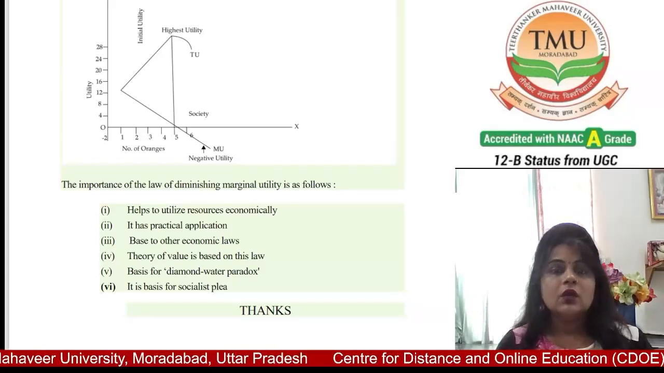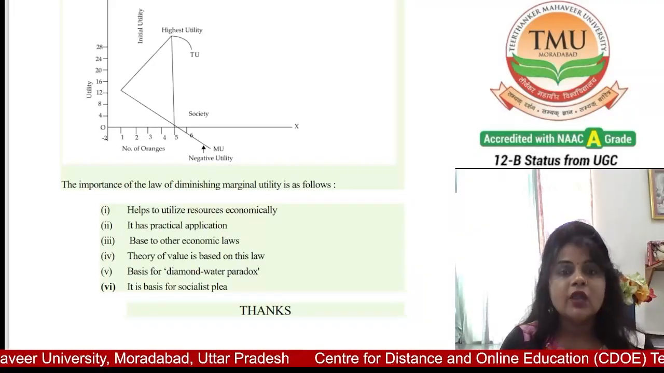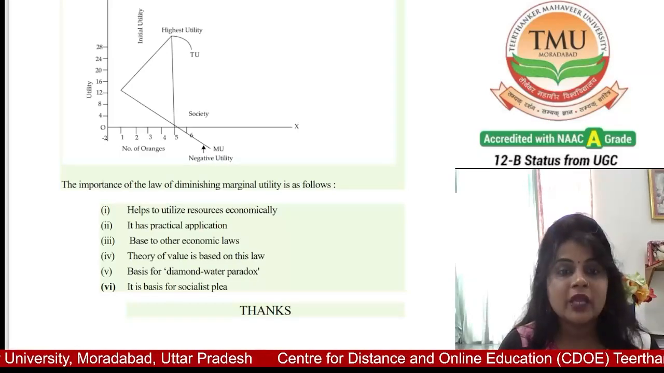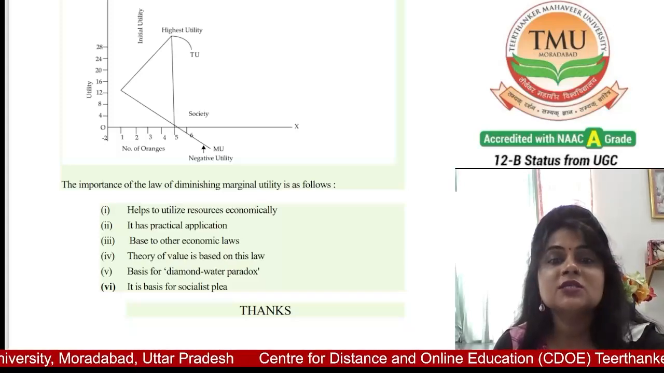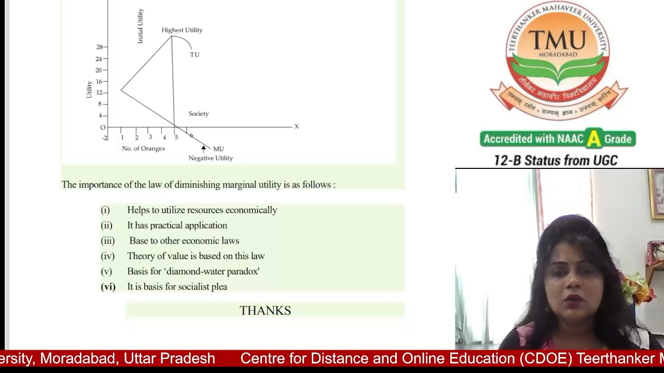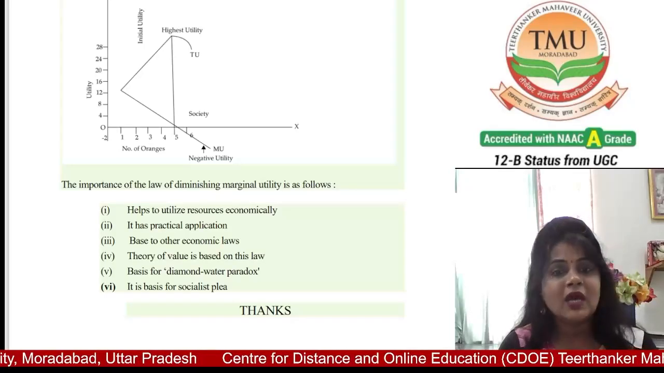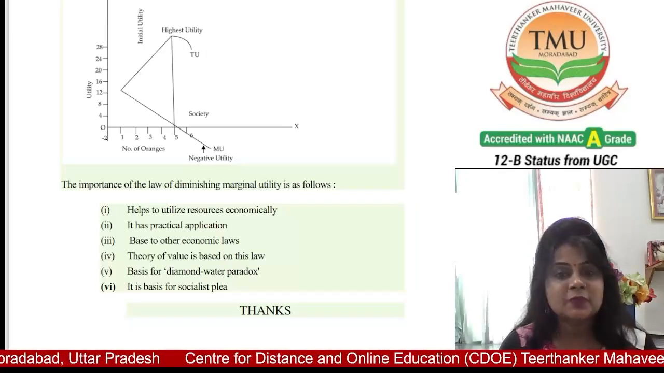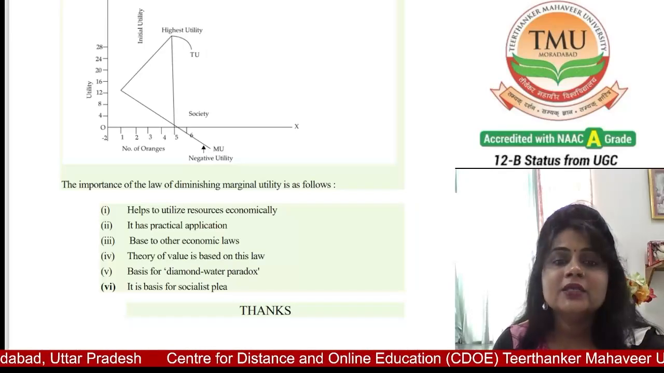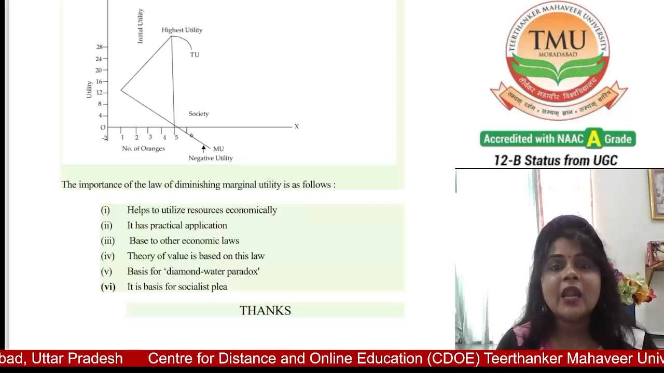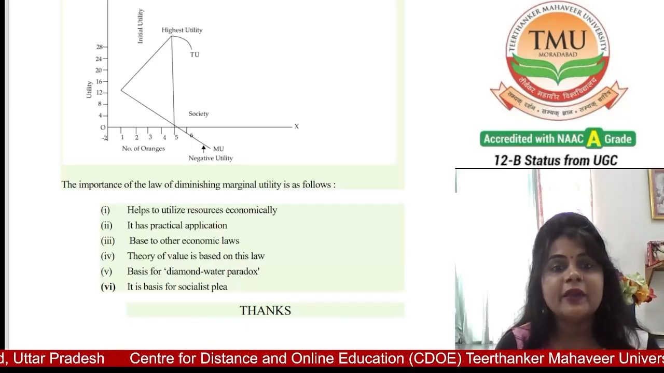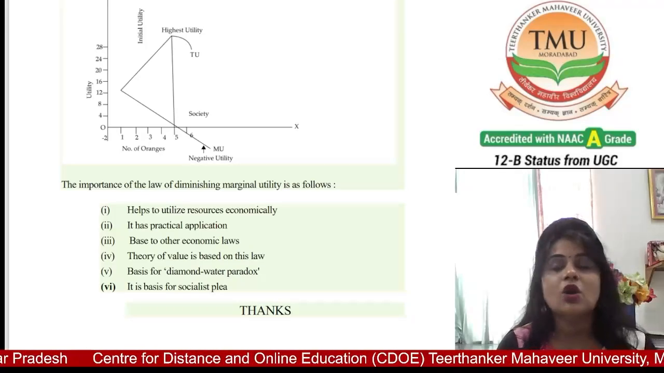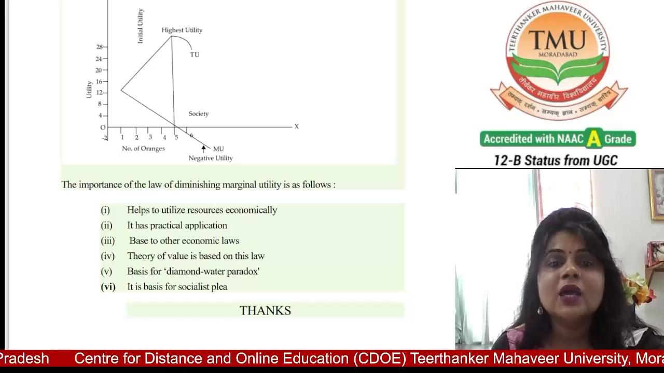Now we also read about the importance of the law of diminishing marginal utility. First of all, it helps to utilize resources economically. It means when the consumer purchases more units of a commodity, his marginal utility decreases, due to this behavior, the consumer cuts his expenditure on that commodity. Next, it has practical application. This law has a practical application in the field of public finance, as the principle of taxation is based on this law.